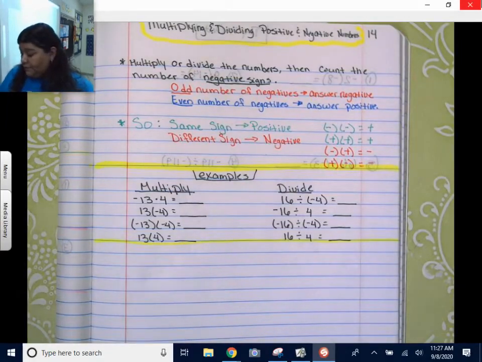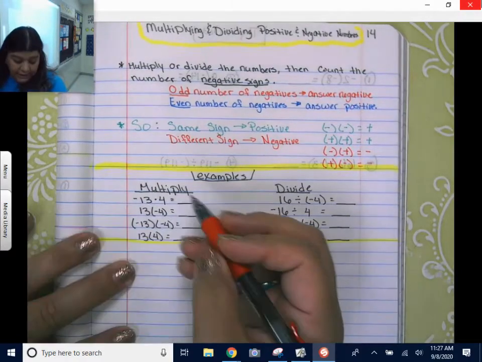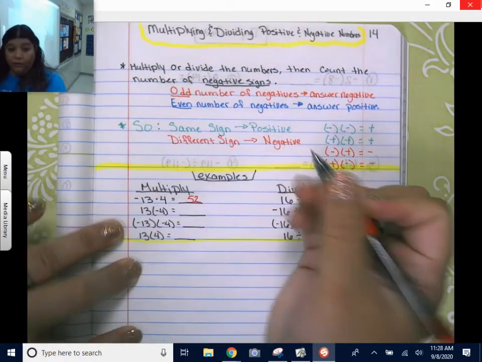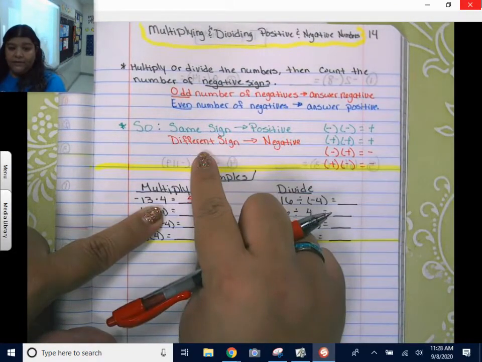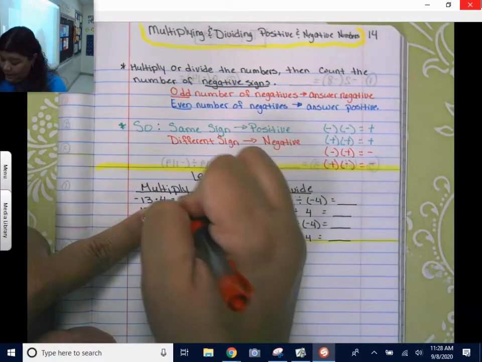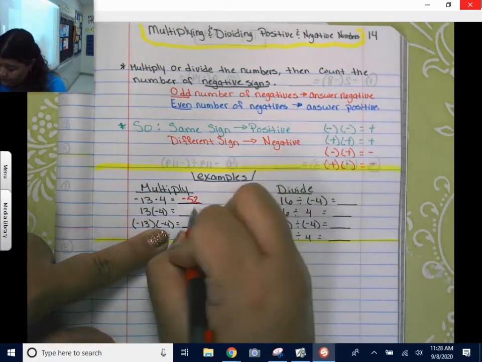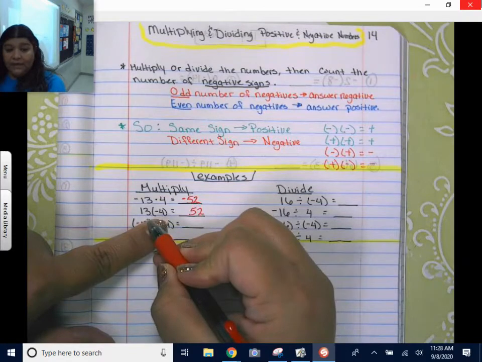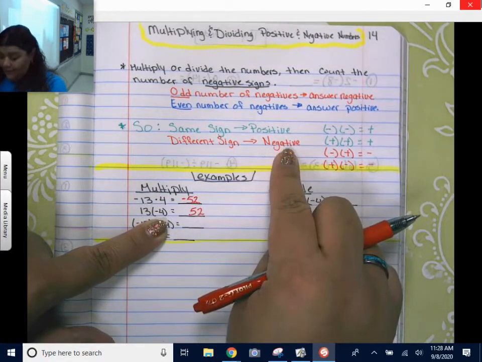So let's get into some examples. Here I multiply 13 times 4, which gives me 52. So I multiply like normal. Now look at the signs. Are the signs same or different? They're different, so my answer is going to be negative. 13 times 4 again is 52, but now take a look at my signs. I have a positive times a negative. They are different. My answer is going to be negative.